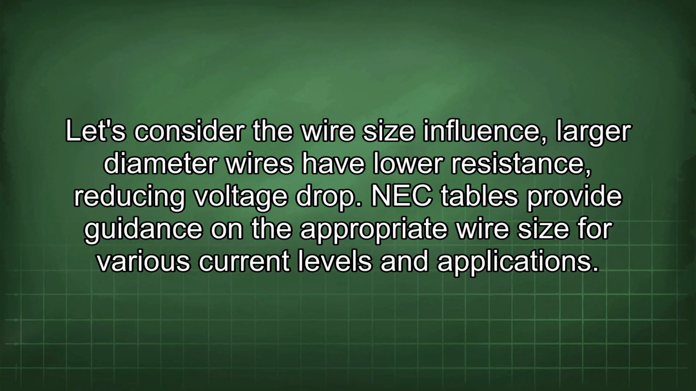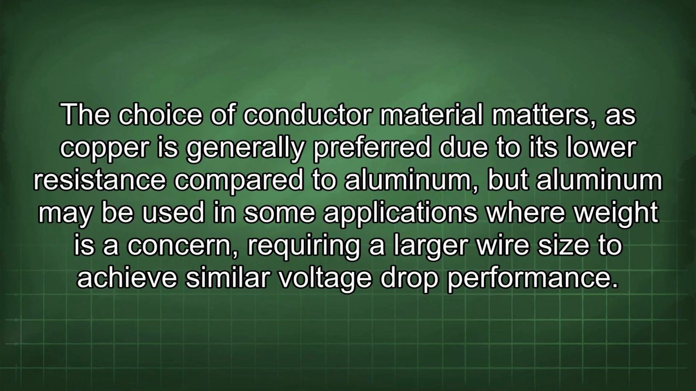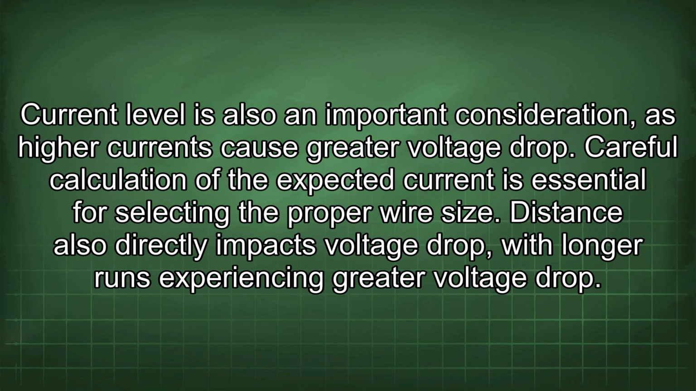Larger diameter wires have lower resistance, reducing voltage drop. NEC tables provide guidance on the appropriate wire size for various current levels and applications. The choice of conductor material matters, as copper is generally preferred due to its lower resistance compared to aluminum, but aluminum may be used in some applications where weight is a concern, requiring a larger wire size to achieve similar voltage drop performance. Current level is also an important consideration, as high currents cause greater voltage drop.